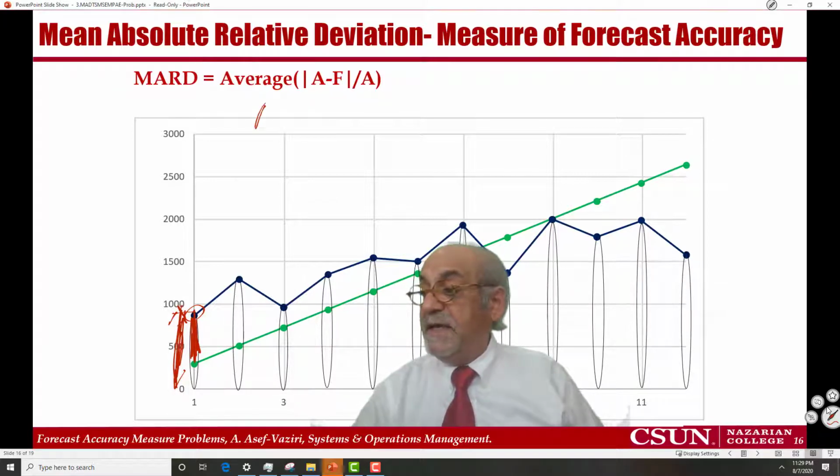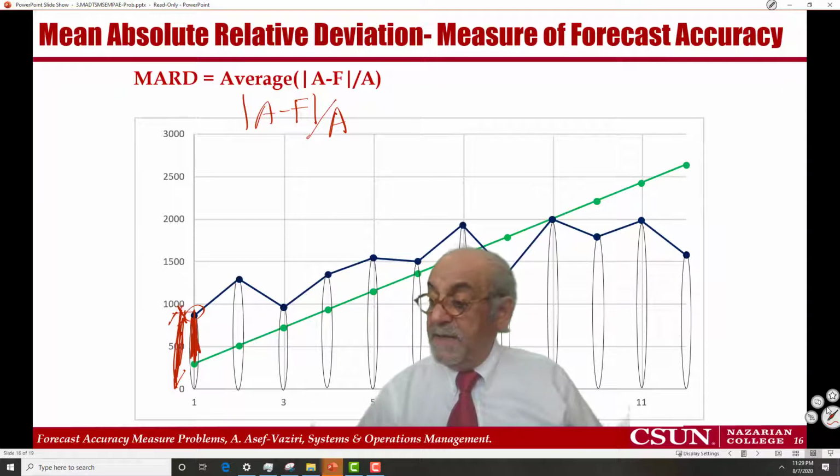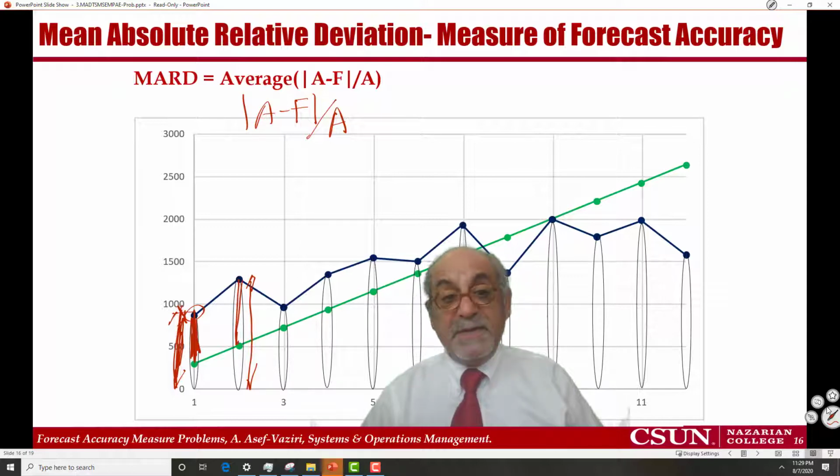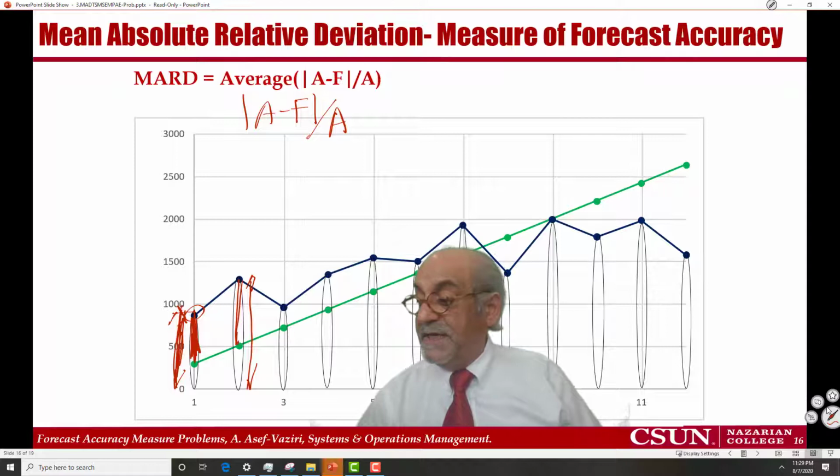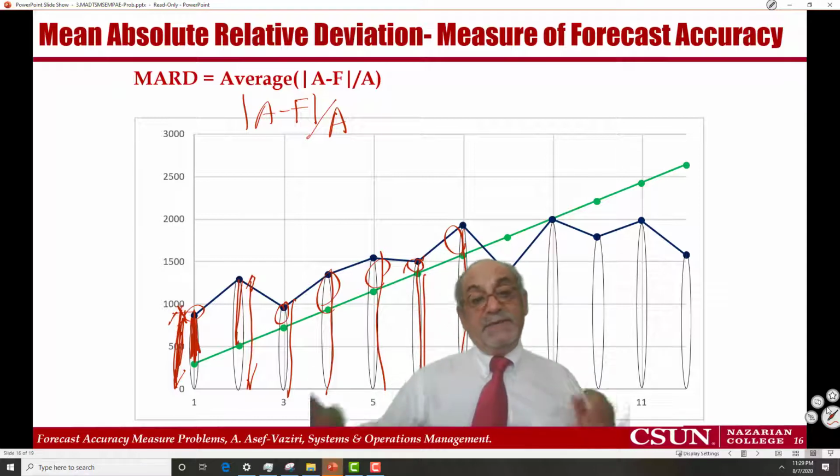It is A minus F, absolute value, divided by A. Here A is this one, the gap is this one. It will divide these two by each other. Here the actual is this one, the gap is this one. Actual is this one, the gap is this one. Actual is this one, the gap is this one, and so on and so forth.